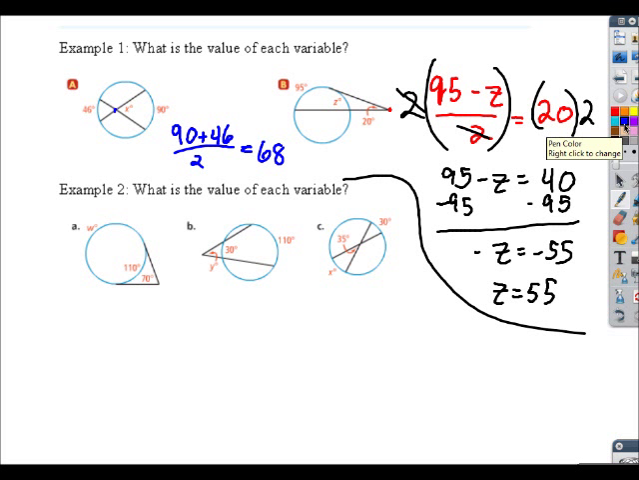Example 2. Now, I could assume that those were both tangents. I don't necessarily want to do that because we aren't 100% sure that those are both tangents. So we'll do this the longer way to make sure we're doing it right.